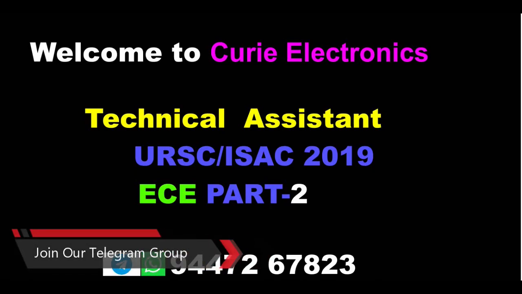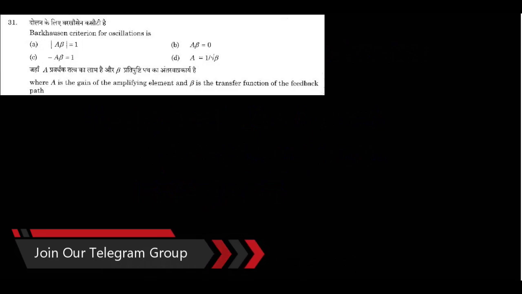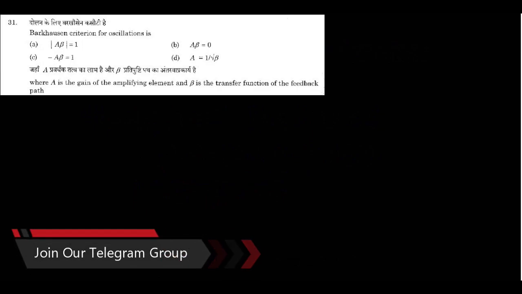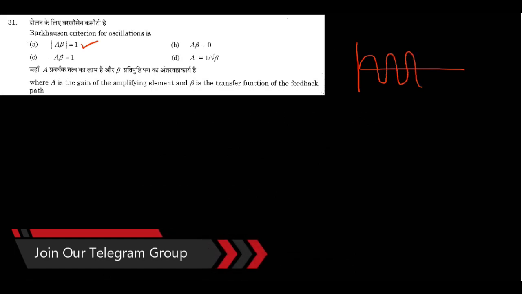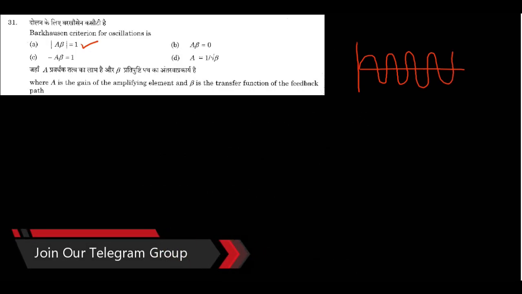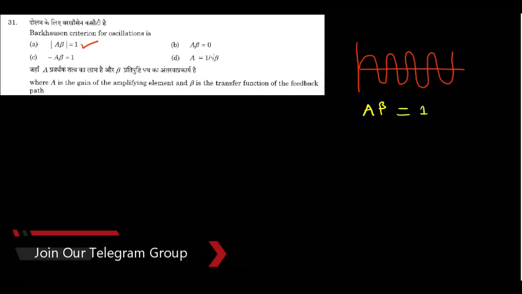Let's move to the question. Question number 31. Barkhausen criteria for oscillation is. The answer is option A. To get proper oscillation, the gain multiplied by the feedback factor should be equal to 1.